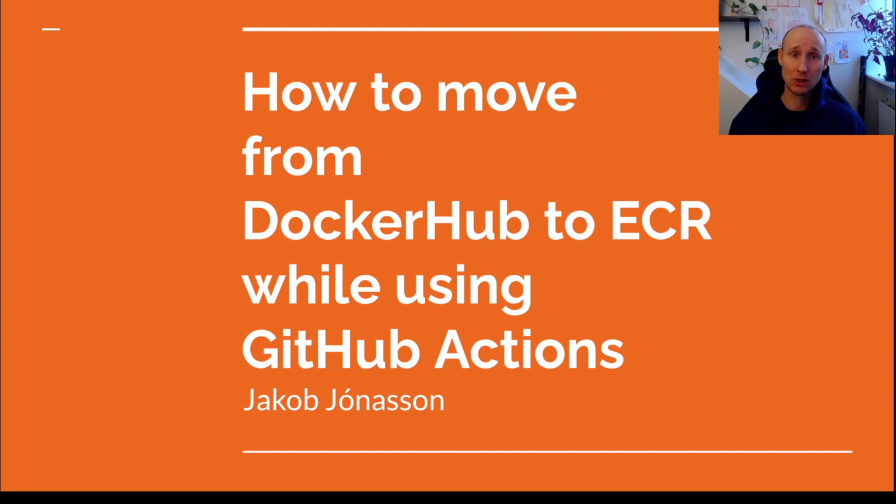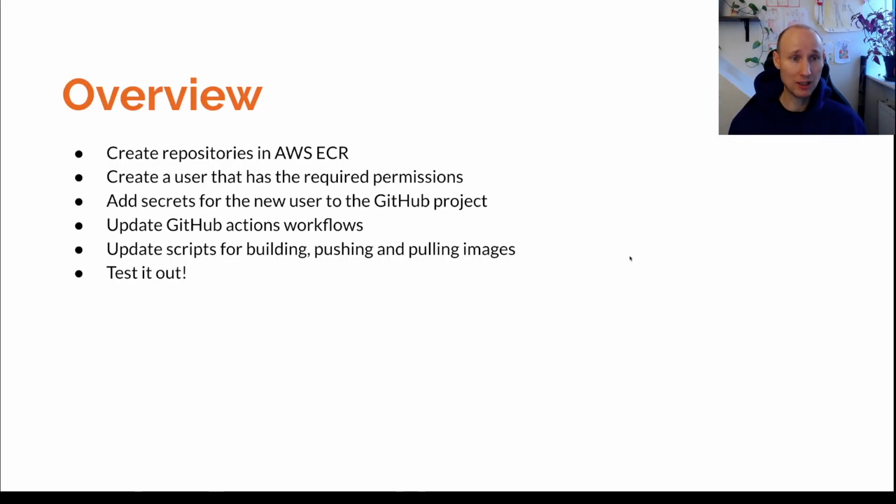In this video I'm gonna show you how to move from DockerHub to Amazon ECR while using GitHub Actions. We're gonna create public repositories in an AWS ECR. We're gonna create a user that has the required permission to pull and push images, etc. to the public repositories. We're gonna add secrets to the new user in our GitHub project. We're gonna update GitHub Actions in our project to push to this new location. We're going to update script for building, pulling and pushing images in our codebase. We're going to test all this out. So let's get started.